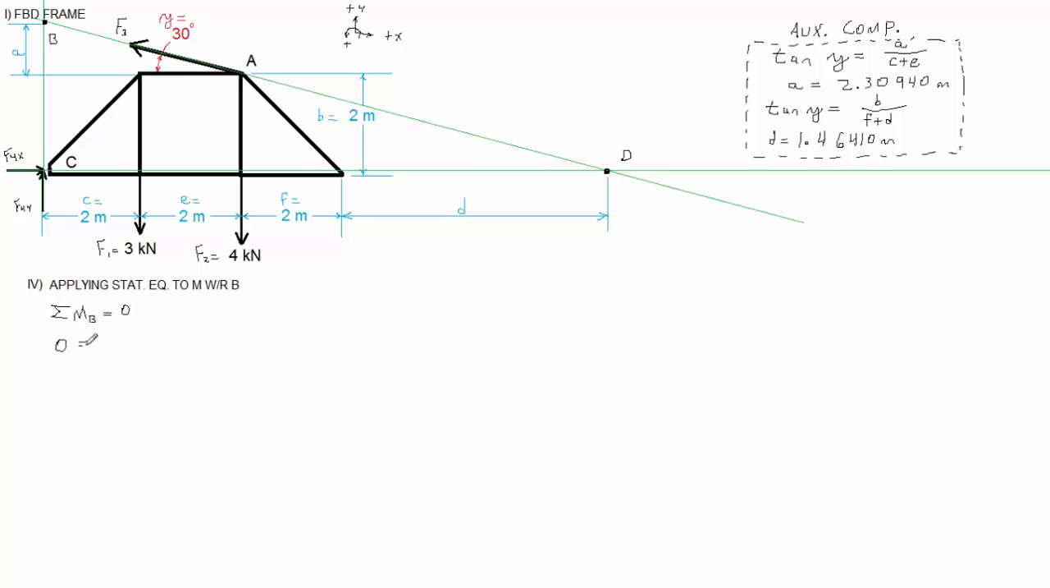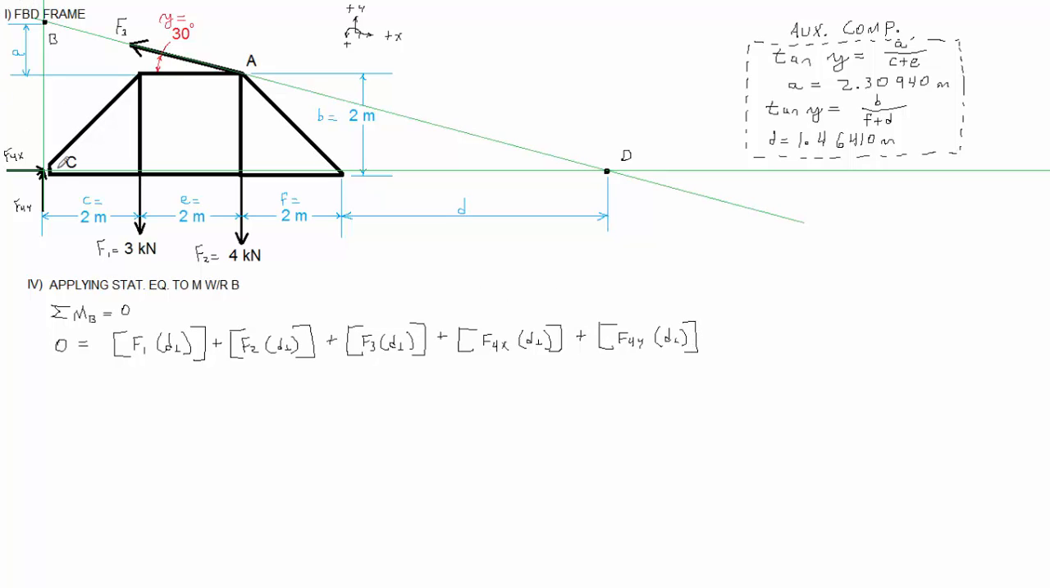So that means 0 equals F1 times d perpendicular plus F2 times d perpendicular plus F3 times d perpendicular plus F4x times d perpendicular plus F4y times d perpendicular.